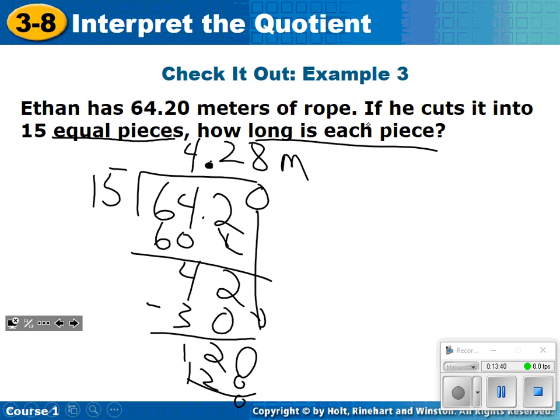Problems like that, check your answers. Make sure that your answers make sense for the question that was being asked.